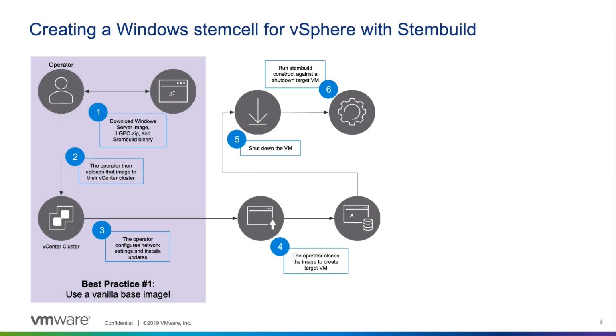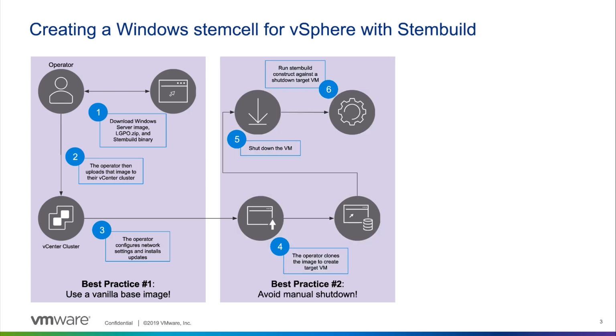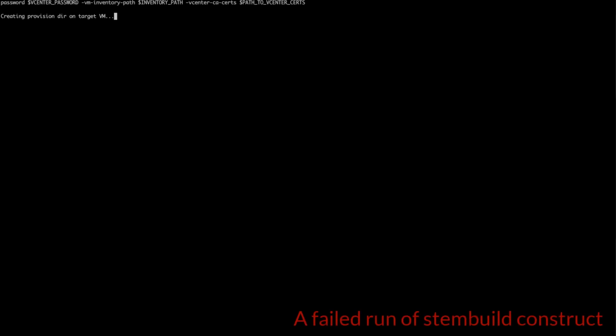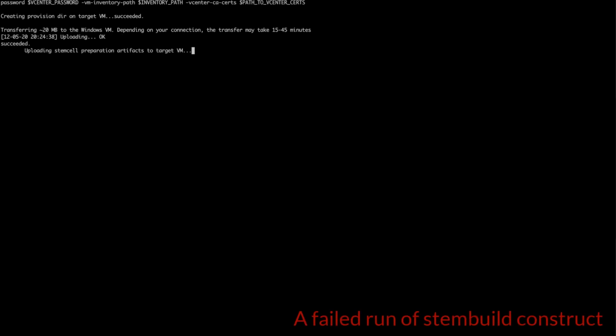Note what I said there. Stembuild will automatically shut down the VM, and this is where best practice number 2 comes in. Don't shut down your target VM manually. Manual shutdowns can result in incomplete syspreps and can prevent the stem cell from being created properly. This often manifests itself as failing Windows cells post-deployment. It looks like the VM continuously failing and the BOSH director continuously trying to resurrect it.